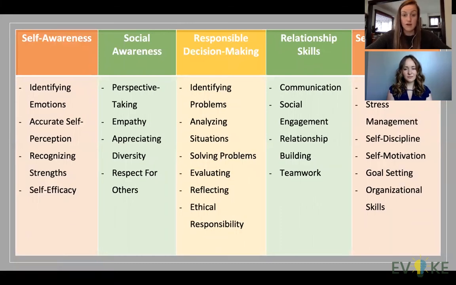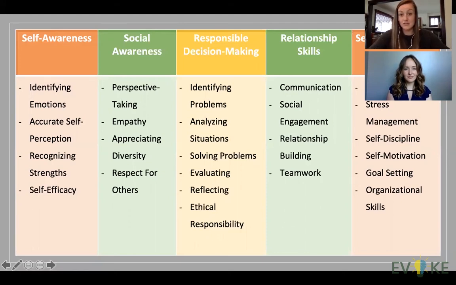with. Responsible decision making, that is identifying problems, being able to analyze situations and to solve those problems, and evaluate why they're occurring and what they can do about them. And also being reflective is a big part of that as well.